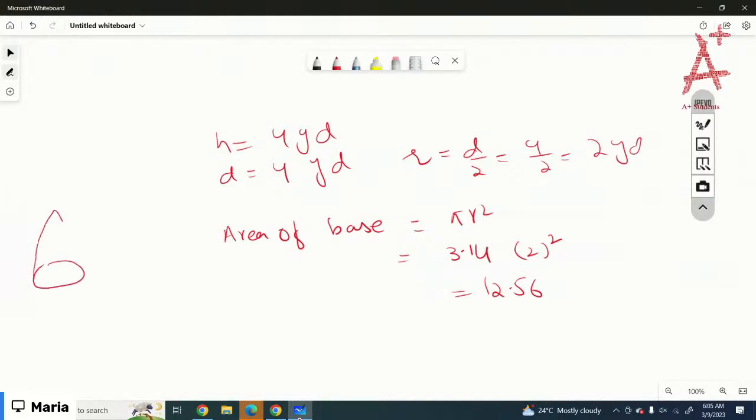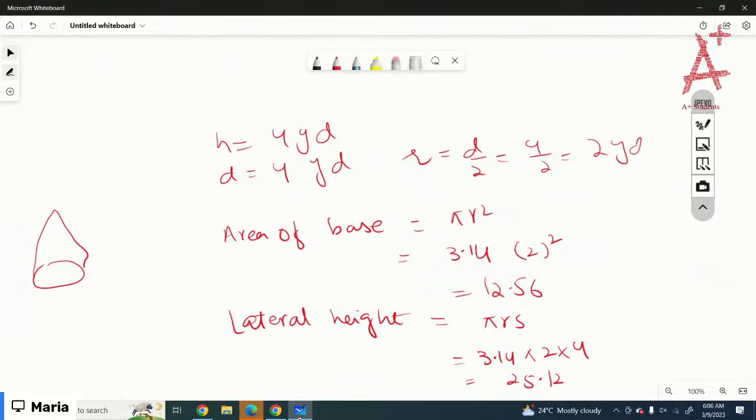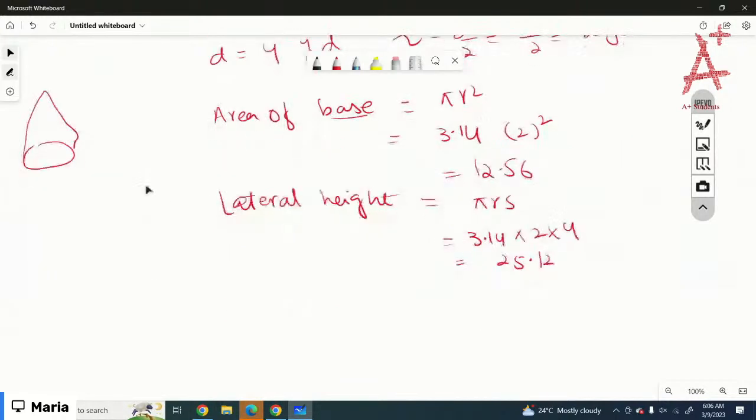Now you have to calculate the area of this portion. Got it? That would be the lateral area. So the lateral area is pi r s. That is 3.14, r is 2 and s is 4. Let's calculate the values. It would be 25.12. So that is the area. So we have calculated the area of the base and the lateral area. Now you have to add both the areas to calculate the surface area of the cone.